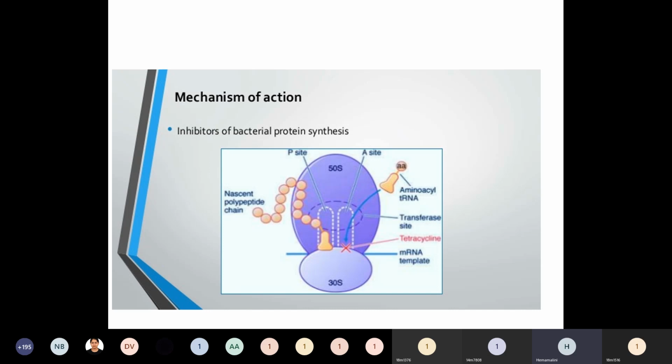This picture depicts where the tetracycline goes and binds and prevents attachment of aminoacyl tRNA to the 30S ribosome.